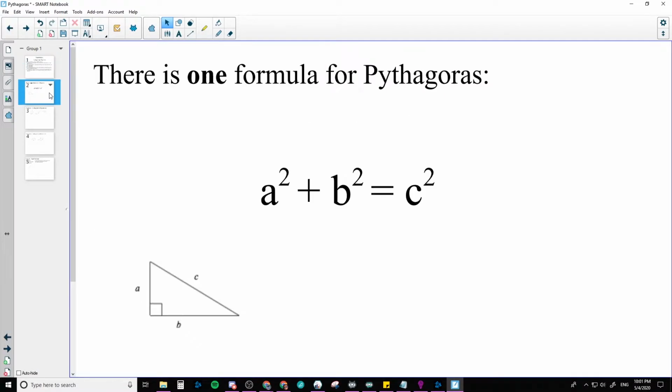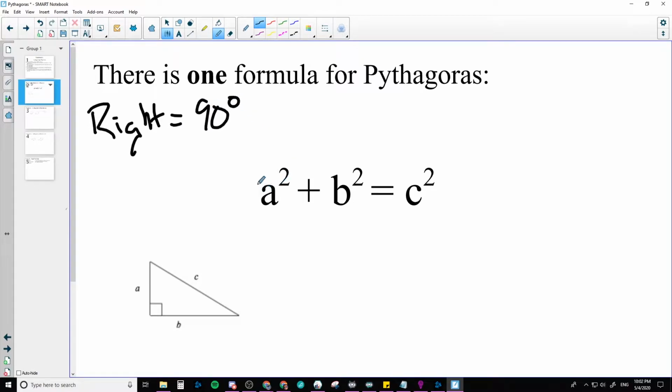Now, when we're talking about Pythagorean theorem, we have one formula, and it's right here. A squared plus B squared equals C squared. Now, when we're talking about a right angle triangle, it looks like this one right here. It has a right angle and two acute angles. The right angle is always marked by this little square, and a right angle, just in case you've forgotten, is 90 degrees. There are no other angles that qualify as a right angle. A right angle is 90 degrees.